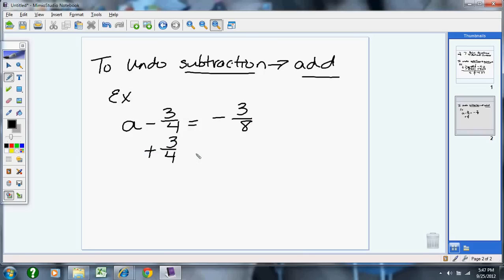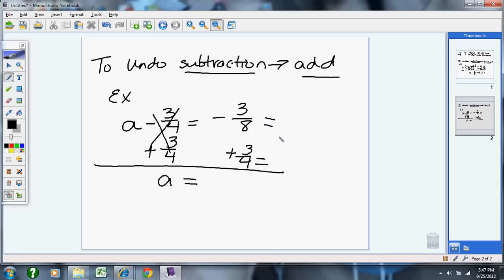Add 3/4, we have to keep it equal, so we have to add 3/4 to this side. This is now 0, we're left with a equals, need a common denominator. I'm going to look at the 8 and the 4, and I see that they both have multiples of 8 in common. Don't forget that this top one is negative. Since the denominator didn't change, the numerator won't change. 4 times 2 is 8, so 3 times 2 is 6.